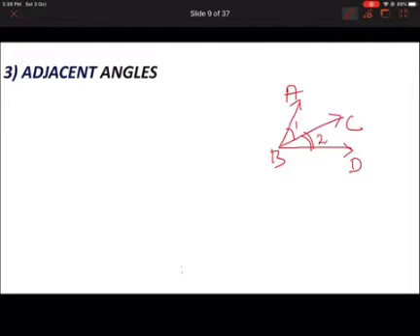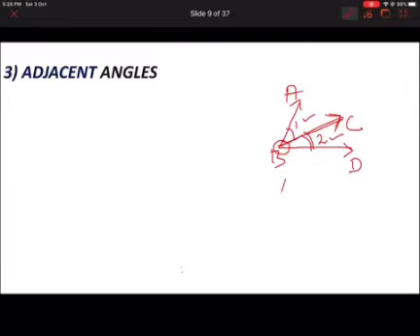Now, angle ABC is adjacent to angle CBD because they have a common vertex. Can you all see? They have a common vertex, and in the previous example we said one wall is common between the two rooms. Here, this ray BC is common between the two angles 1 and 2. Such angles are called adjacent angles.